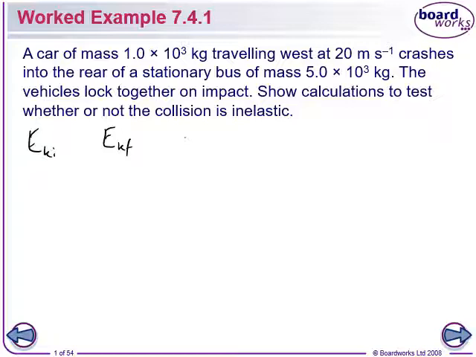Okay? But our final kinetic energy, it doesn't tell us the speeds that anything's traveling after the collision. So how can we possibly work out the final kinetic energy if we don't have speeds? The way to work out those speeds or the velocities is conservation of momentum. Okay, so we need to use momentum first to work out the speed that everything travels at after this collision.